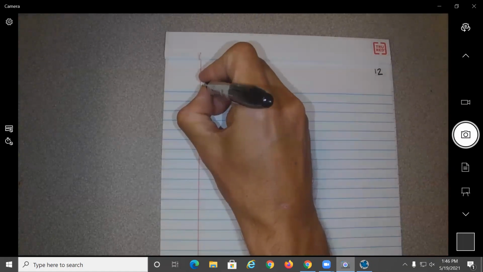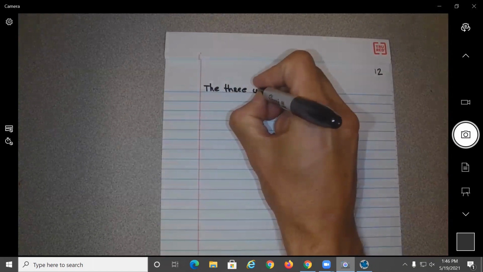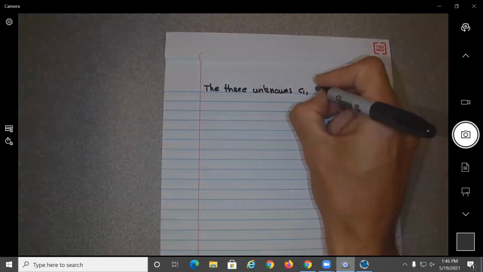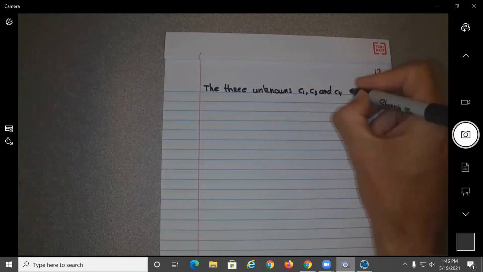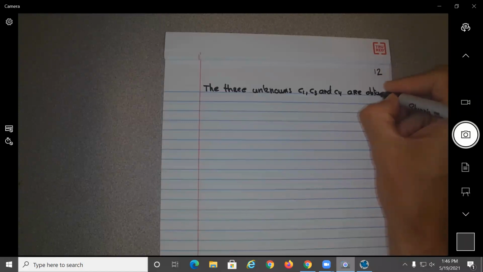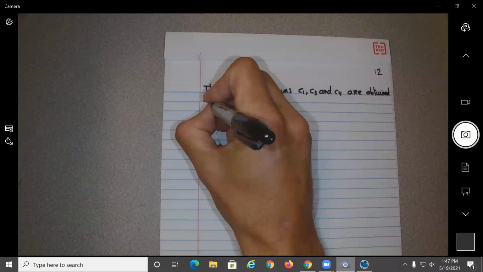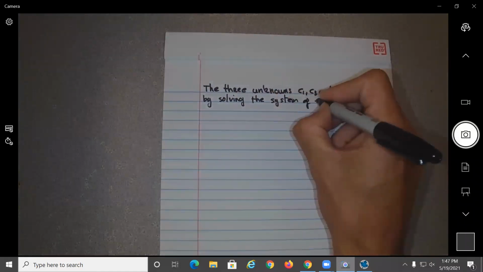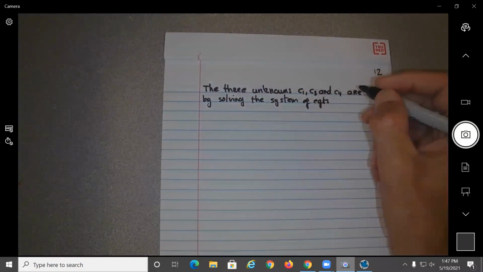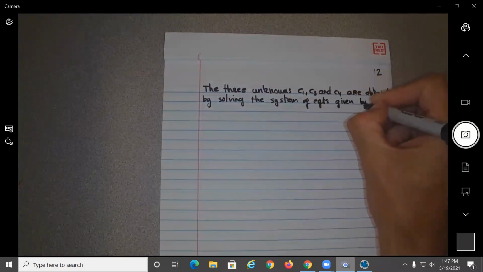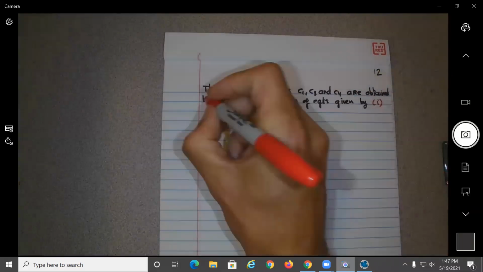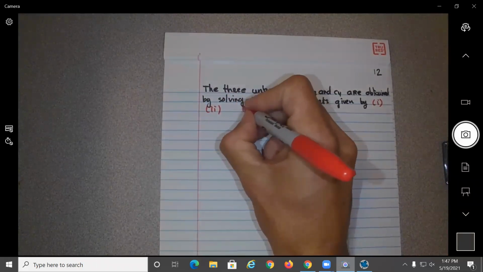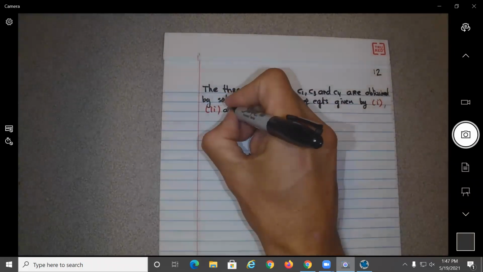So 12. So it means that the 3 unknowns, C1, C3, and C4 are obtained by solving the system of equations given by 1, 2, and 3. Okay, so how do we do that?